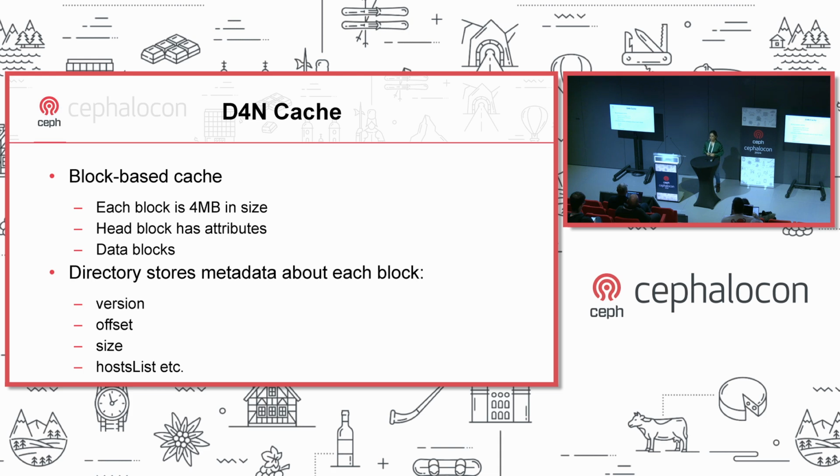So next, I'll be discussing a bit about the high-level design of the D4N cache. The D4N cache is block-based. We have head blocks and we have data blocks. The head blocks save the extended attributes, and the data blocks store the data. And then in the directory, we have information about all the blocks, like the version information. The version information is important for us because that helps us in distinguishing which version is stale and which is the latest version. And then we have the offset, size, and the host list, which tells us which host caches a particular block.